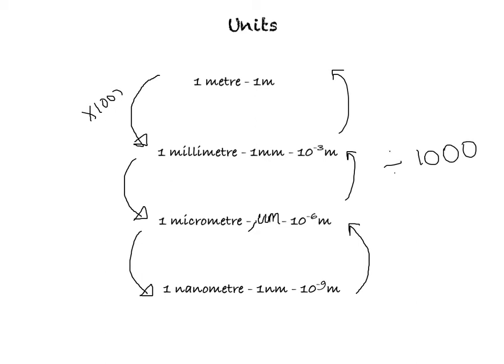Now you will notice that centimetres aren't included in this because centimetres don't fit the 1,000 rule. The centimetres would fit in here, and they are 10 to the minus 2 metres, so they don't work in quite the same way, and consequently it's always a good idea to convert your units to millimetres rather than centimetres.